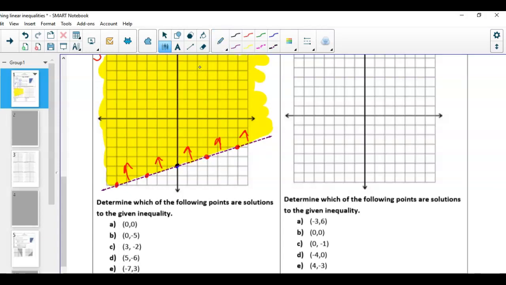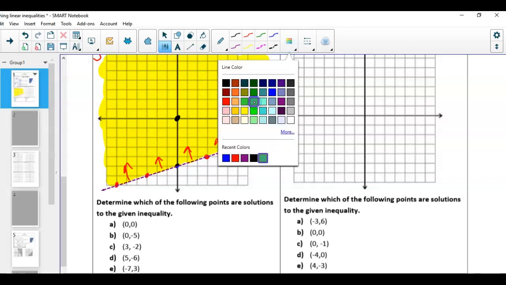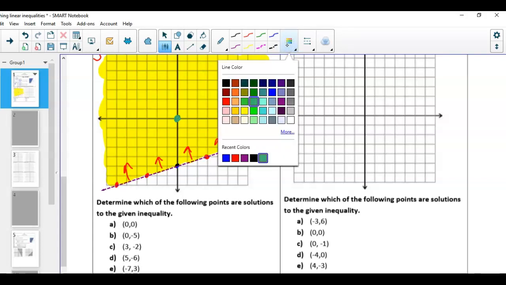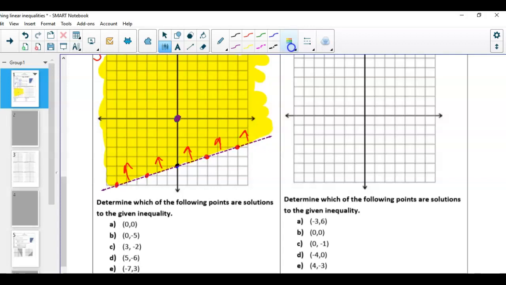Okay? So the first point is 0, 0. Let me actually change this color so we can see it a little bit better. Here we go. 0, 0 is definitely in the shaded area. That is a solution.